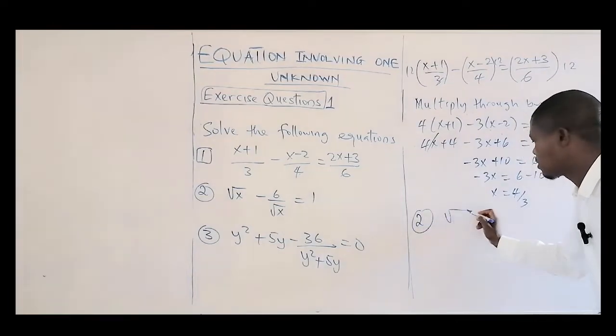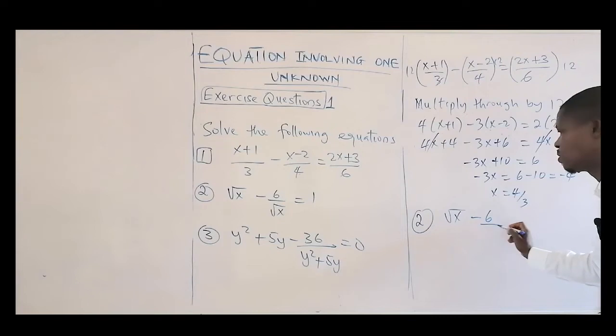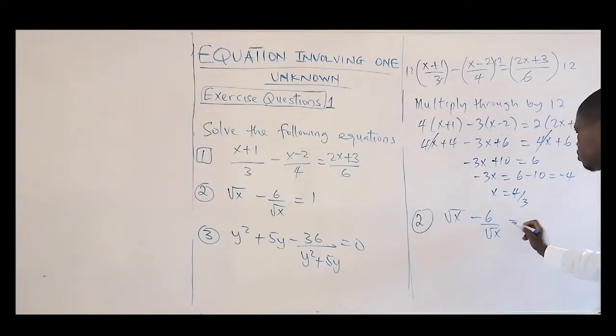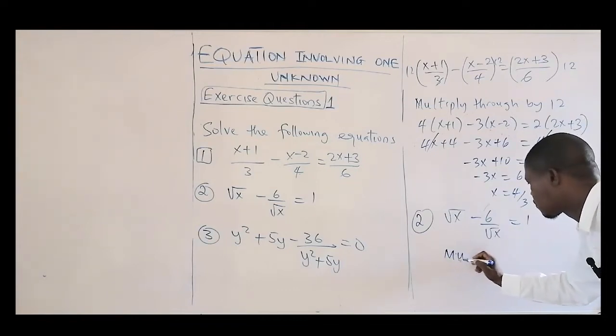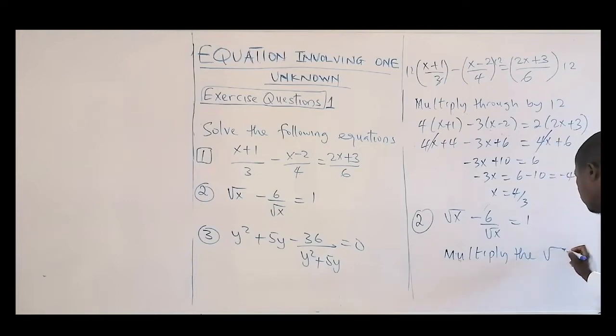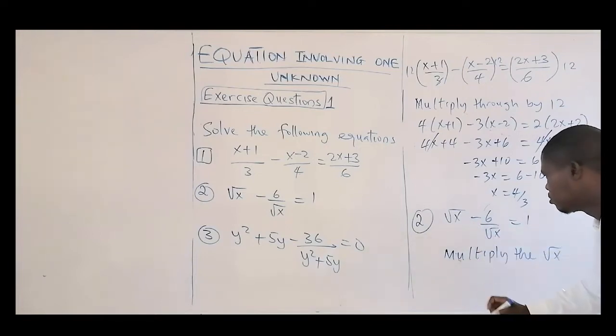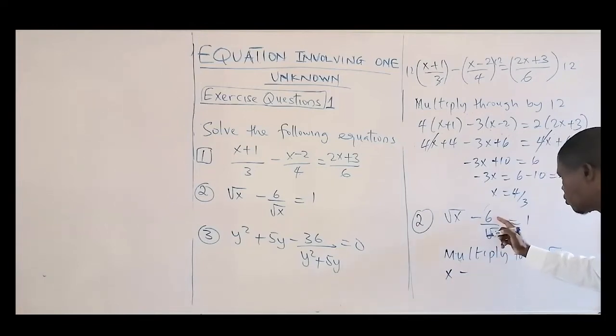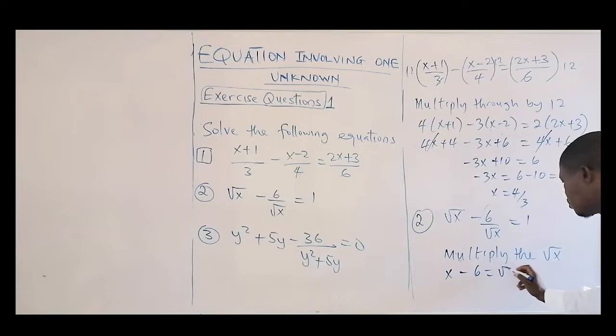Question 2, we have a radical here, square root, x minus 6 over root x equal to 1. Okay? So this will be multiplied through by what? Multiplied through by the denominator, by root x. So this one times this one, that will be x. Minus what? This will go here. That's 6 here, equal to this. Okay? So that's what we have here.